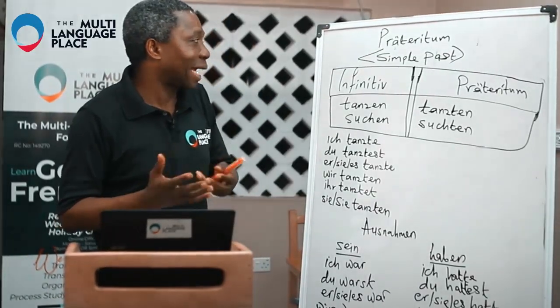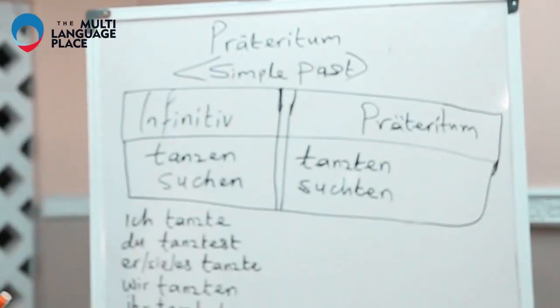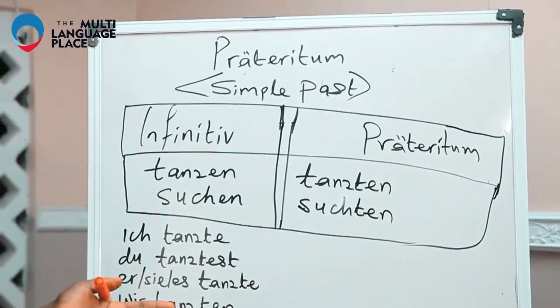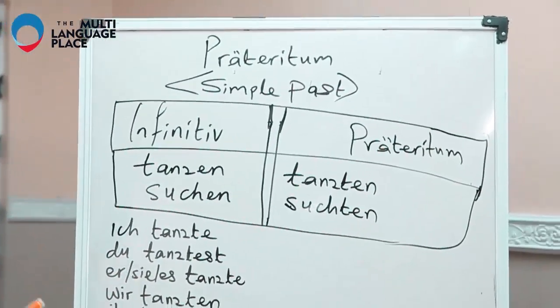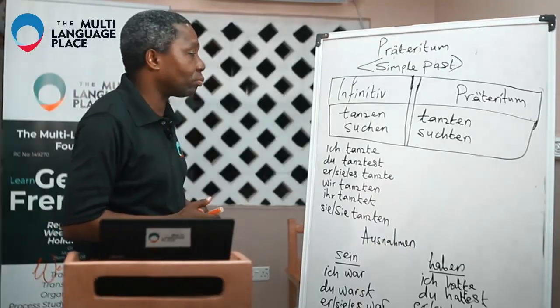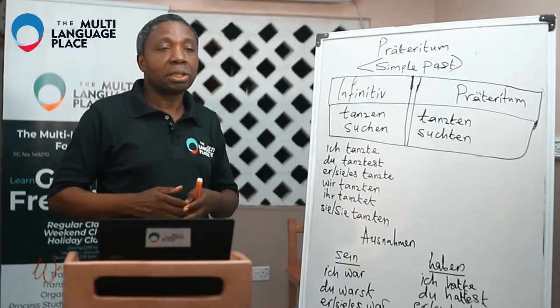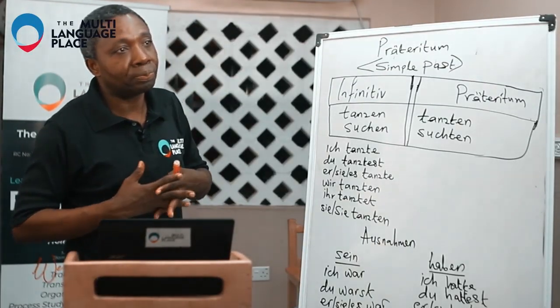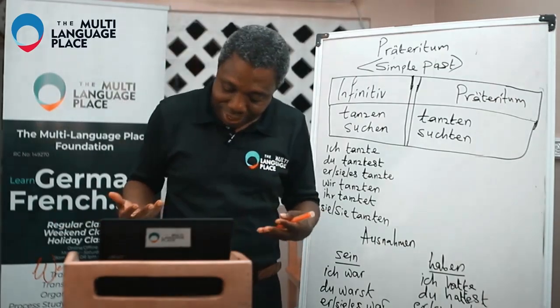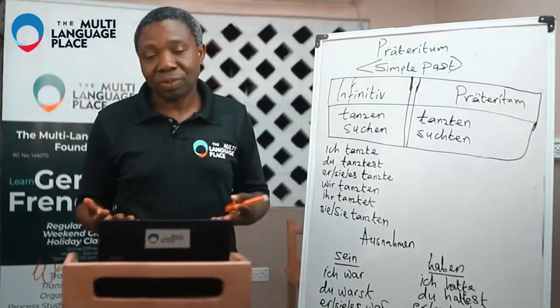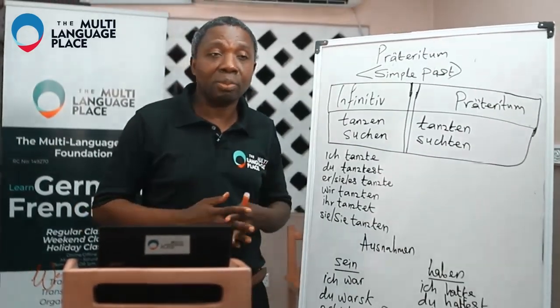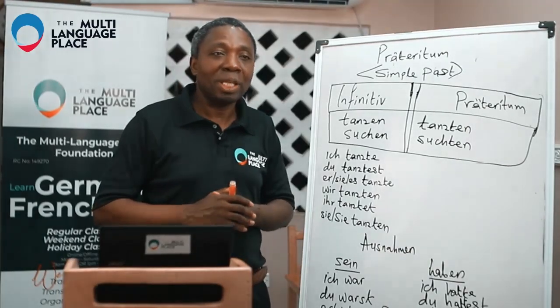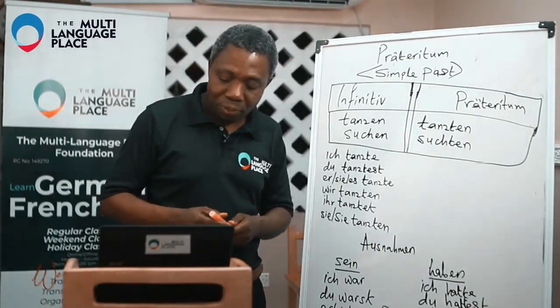So this time, we want to talk about the Präteritum, and it's quite easy to know how we form the Präteritum. And then after that, we want to show that there are some verbs that are irregular. And these verbs, the way they form their Präteritum is a bit different. But then generally speaking, how do we form Präteritum?